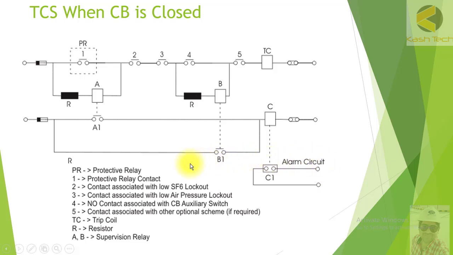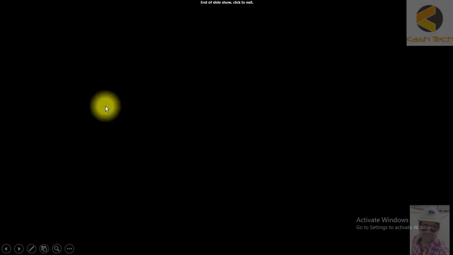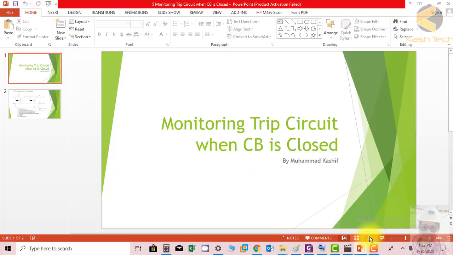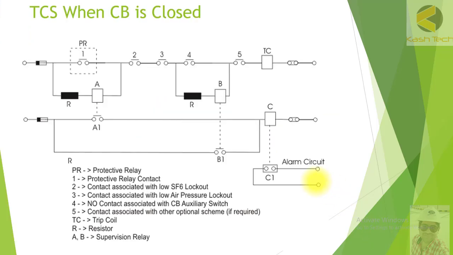Another thing we can see here, when this trip coil is energizing, for example, if SF6 pressure is low, this is the contact number 2. If the SF6 pressure is low, then the circuit breaker will be in lockout position. It means you cannot close it, you cannot open it, and this contact will become open. So the circuit breaker is not safe to open in this condition. Pressure is not enough to open the breaker.